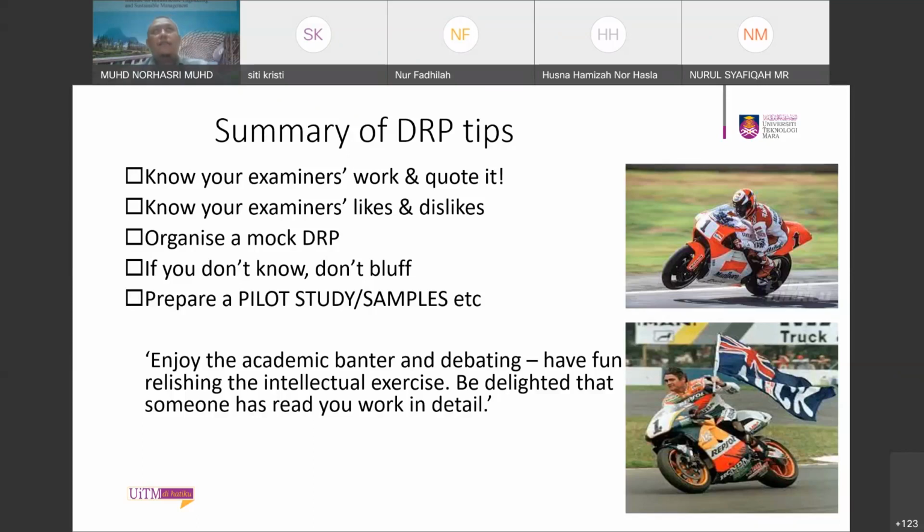The most important thing: if you do not know, do not bluff. Just say, I have read this, but I did not put it in my literature. I will put it in later, and I will take this as a main concern to improve my work. Politely respond.